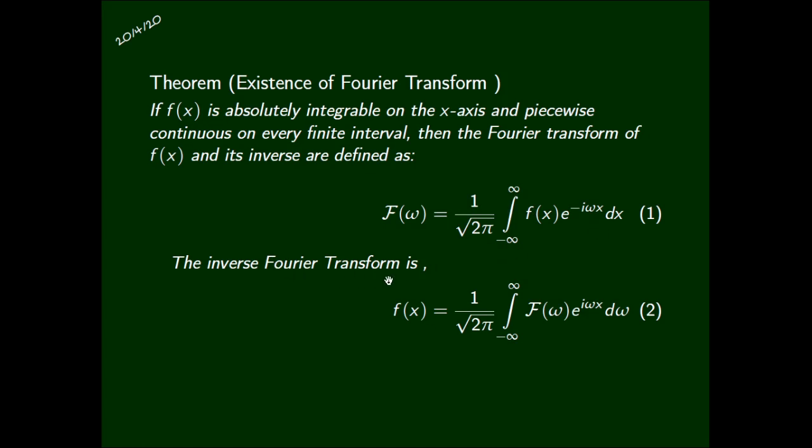The inverse Fourier transform is defined like this: f(x) is equal to the same 1 by root of 2 pi, integral from minus infinity to infinity. Instead of f(x) we put f bar of omega, that is the Fourier transform of f(x), then e raised to plus i omega x d omega. See, the input function is f bar of omega and the variable is omega, so integration is with respect to omega.